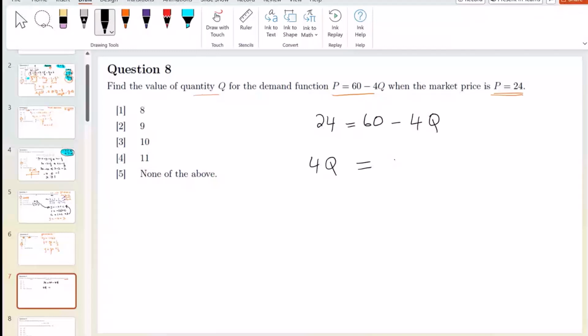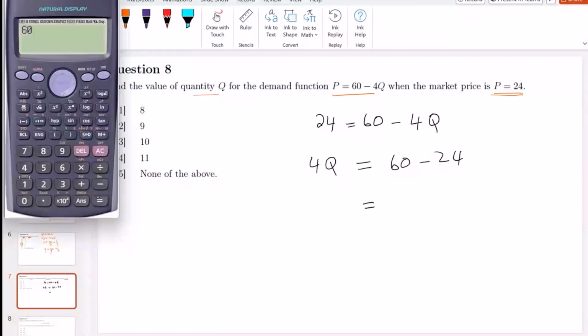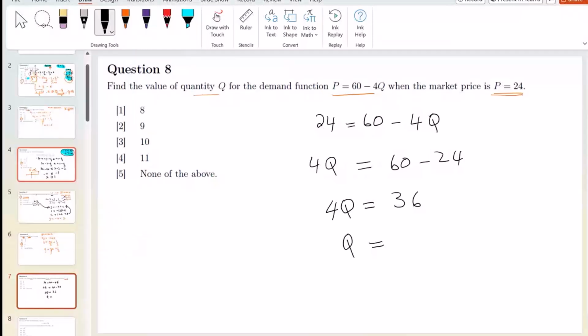So here you're going to have 60 minus 24. This is 36, so you're going to have 36 equals 4Q. So your Q is going to be equal to 36 over 4, which is just equal to 9. So your answer is 9. So here it is just to substitute. You don't need to think any deeper. Just substitute the value that has been given.